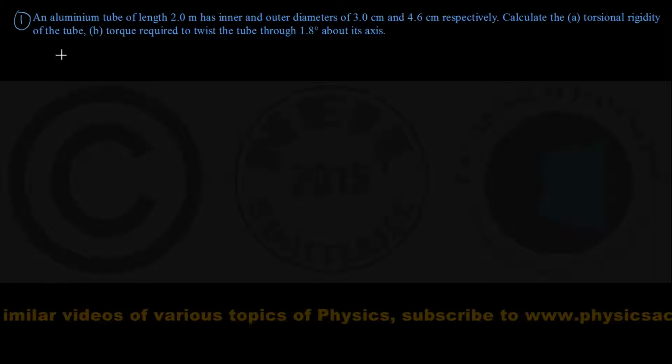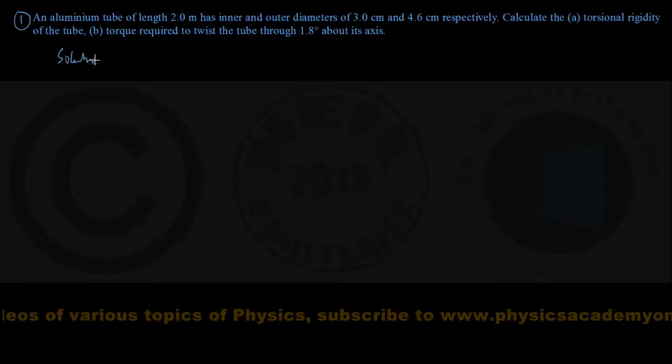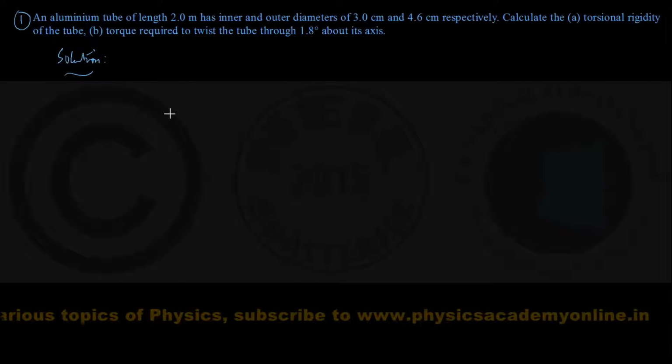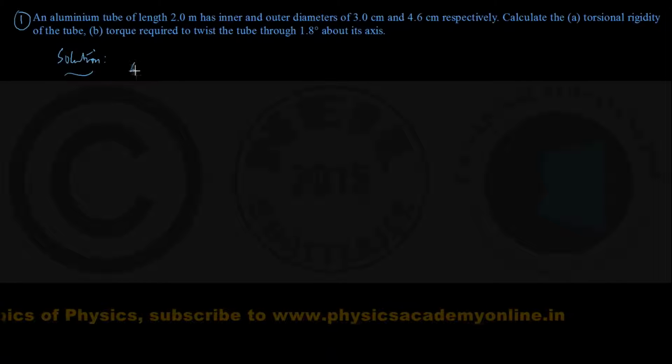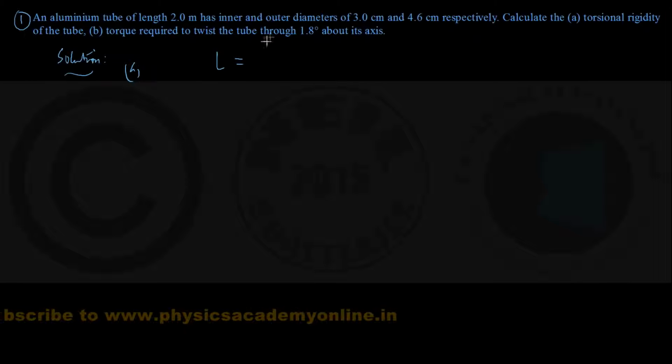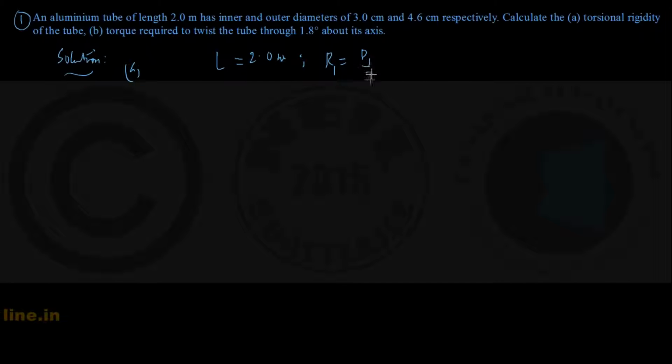So we have learned the relevant formulas for this, and I'm sure the figure is fresh in your memory, so you can go straight for it. As they have said, let us write down the data given. The length of the tube, which we'll be assuming to be a cylindrical body, is 2.0 meters. The inner radius R1 is equal to the inner diameter d1 by 2. d1 is given to be 3.0 centimeter divided by 2. This is coming out to be 0.015 meter in two significant figures in SI unit.